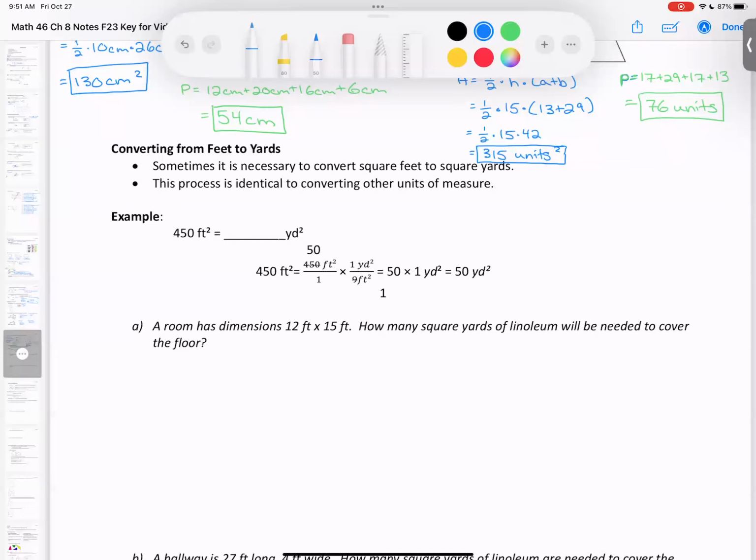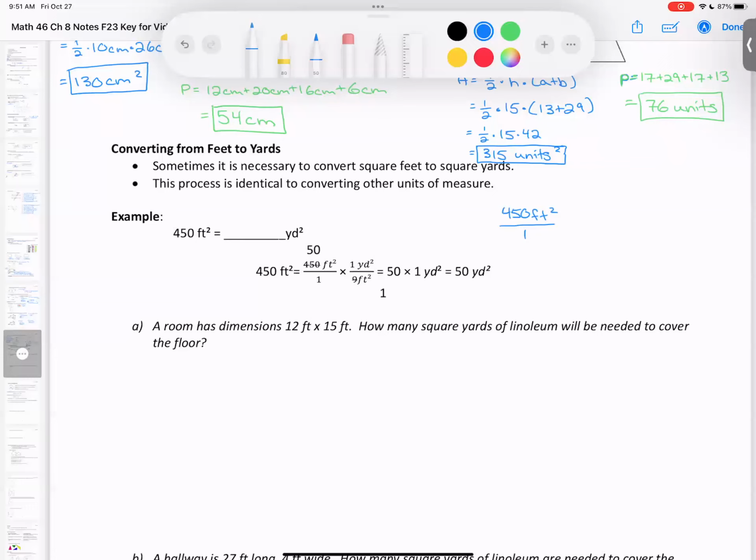So let's say we had 450 feet squared and we wanted to get to yards squared. Well, this isn't exactly the same conversion as feet to yards. Now we're talking about square yards to square feet. And so we start, I'm just going to do this one again over here. We start with 450 feet squared. We remind ourselves that's a fraction by writing it over 1.